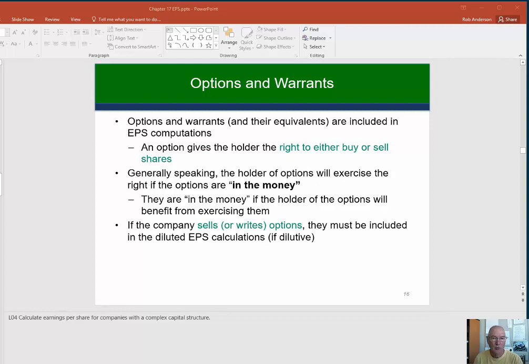Hi students. Well, in our continuing set of videos on EPS, now we're going to look at the Treasury stock method, and this, as you can see on the screen, is used for options and warrants.